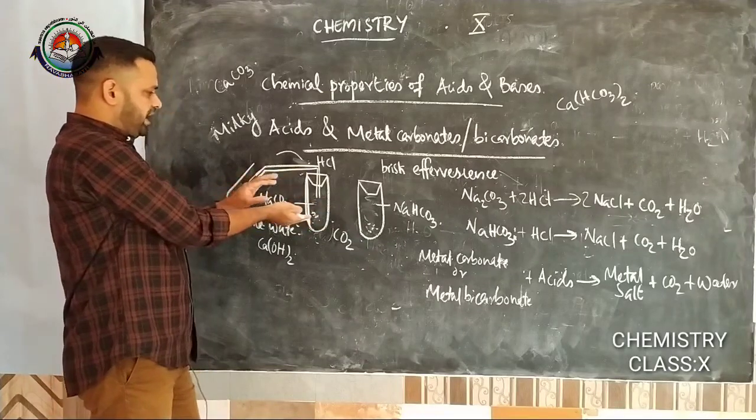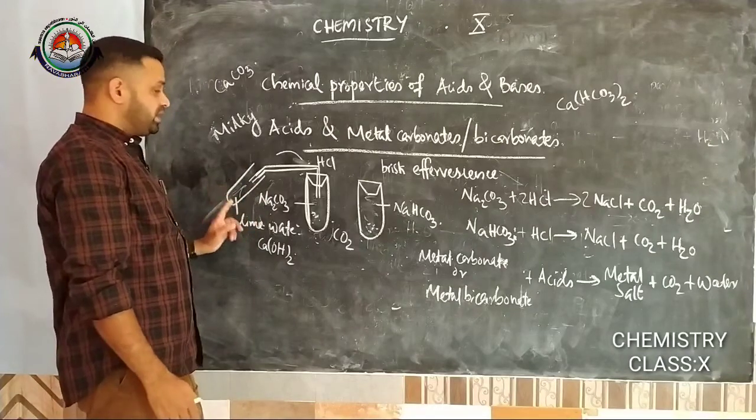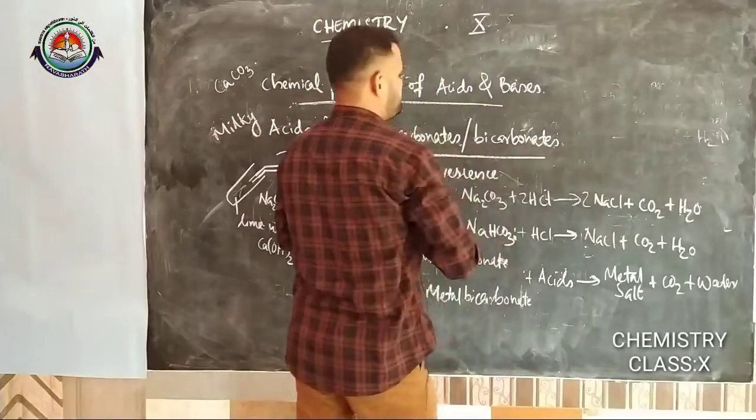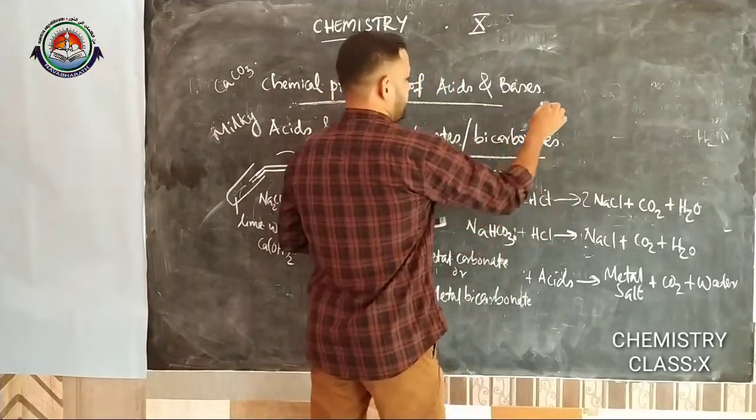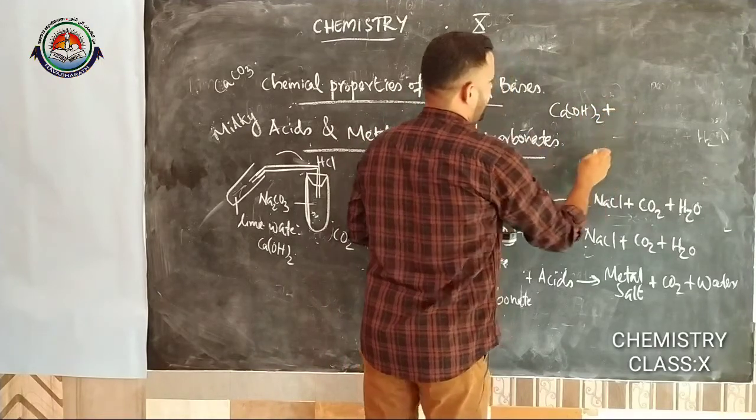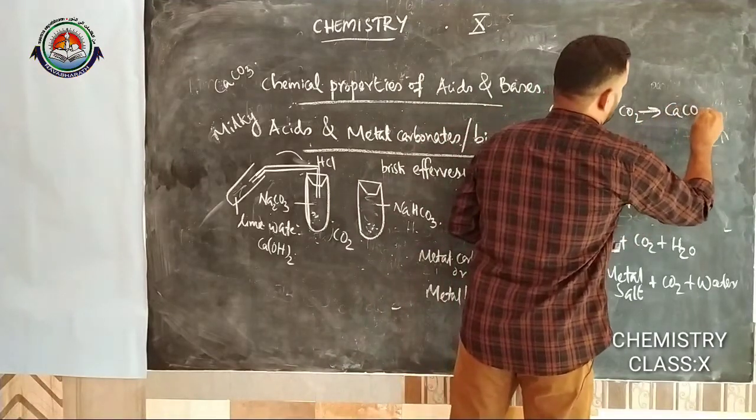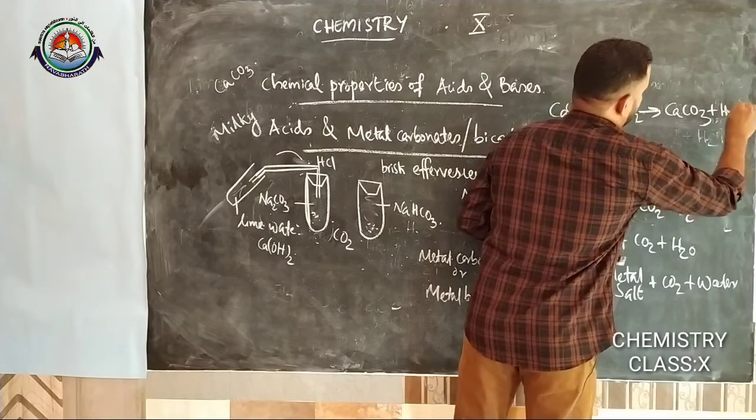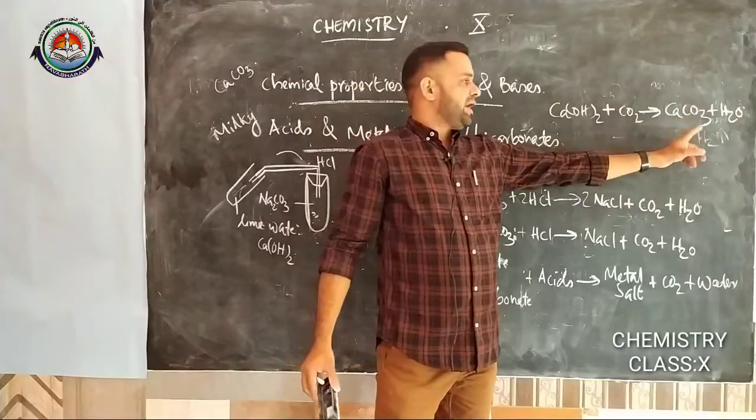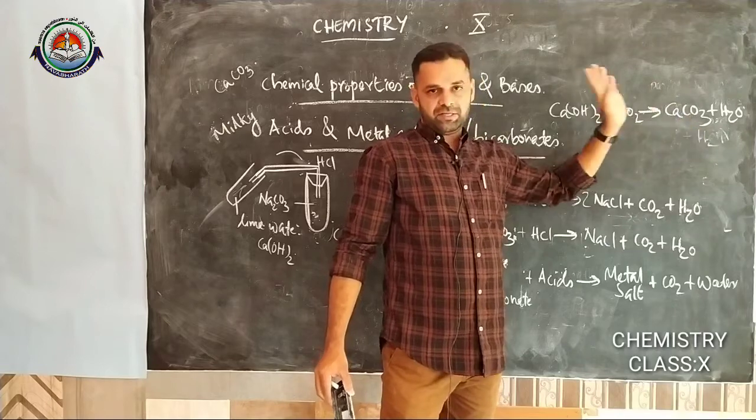In this experiment, we allowed the carbon dioxide to pass into another test tube that contains lime water. Calcium hydroxide is called lime water. So lime water reacts with carbon dioxide to form CaCO3 plus water. The milkiness of this lime water is due to the formation of calcium carbonate. This is the milky color.